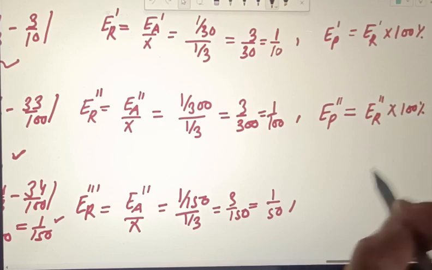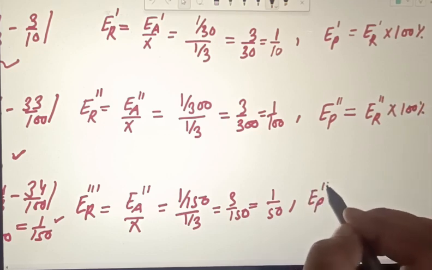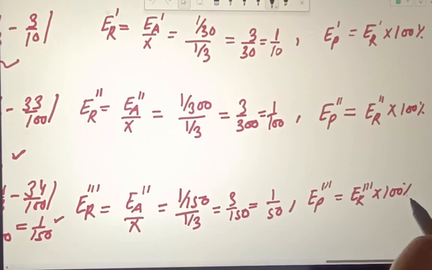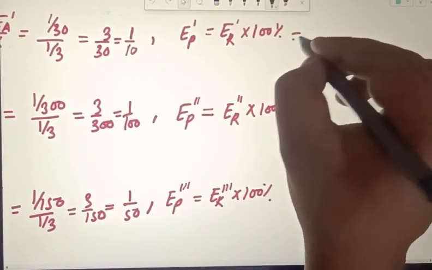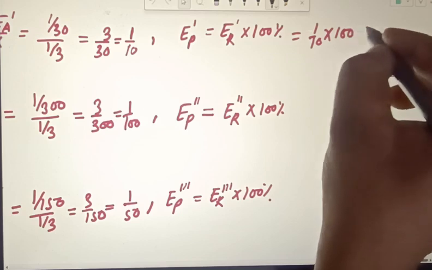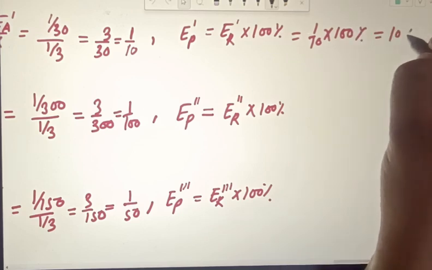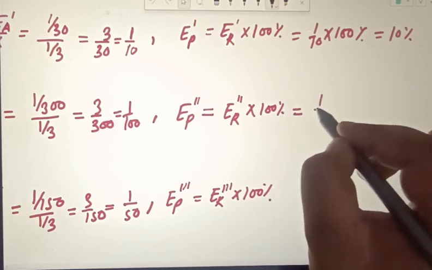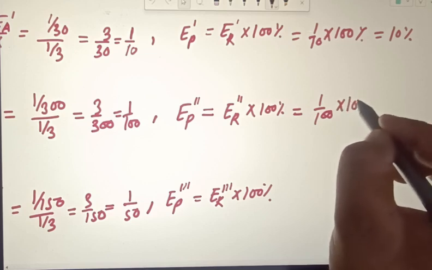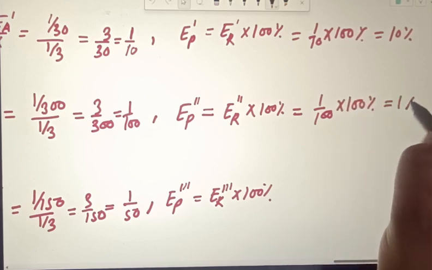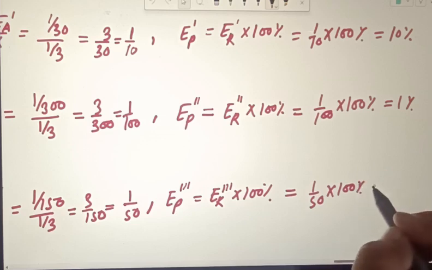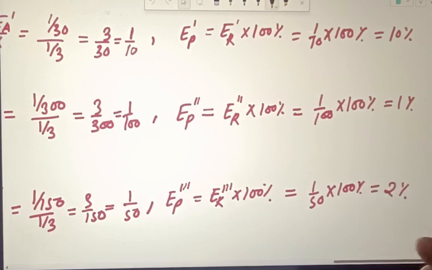These are very simple to compute. EP triple dash is ER triple dash multiplied by 100%. So ER is 1 by 10 multiplied by 100%, so it is a 10% error in the first value. In the second value, you write 1 upon 100 multiplied by 100%, so there is a 1% error. And in the last value, it is 1 by 50 multiplied by 100%, so you can write 2%. So in the last value, a 2% error is there.